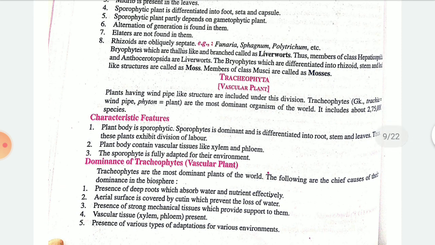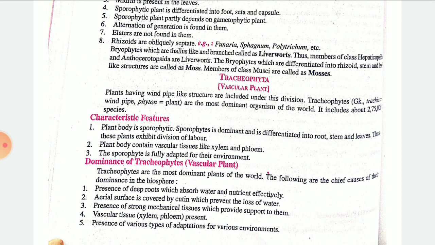Next topic is your pteridophyta. Pteridophyta generally has a well-developed vascular system, because of the windpipe, the vascular system only. A large number of species are included here. General characteristics: they consist of root, stem, leaf. Then division of labor will definitely be there because we have root, stem, leaf.